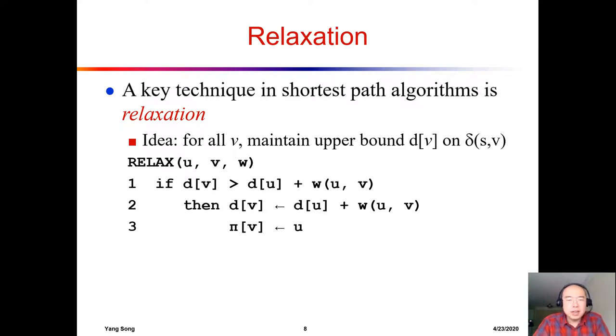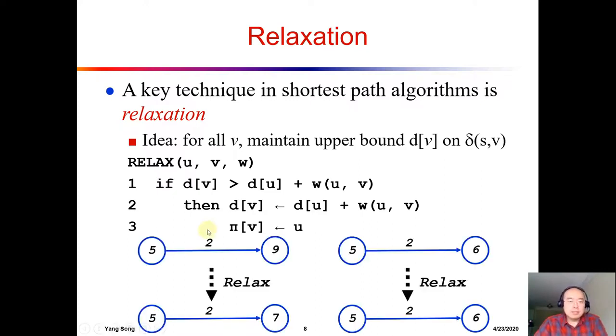Okay, that's very dry. Let me give you an example. For example, this is u and this is v. For now, d[u] is 5. So from the source to get to u, the current lowest cost is 5. And for v, d[v] is 9. This means from the source to get to v, the current known shortest path has a cost of 9. Okay, and then we have the 2. That 2 is the cost between u and v.